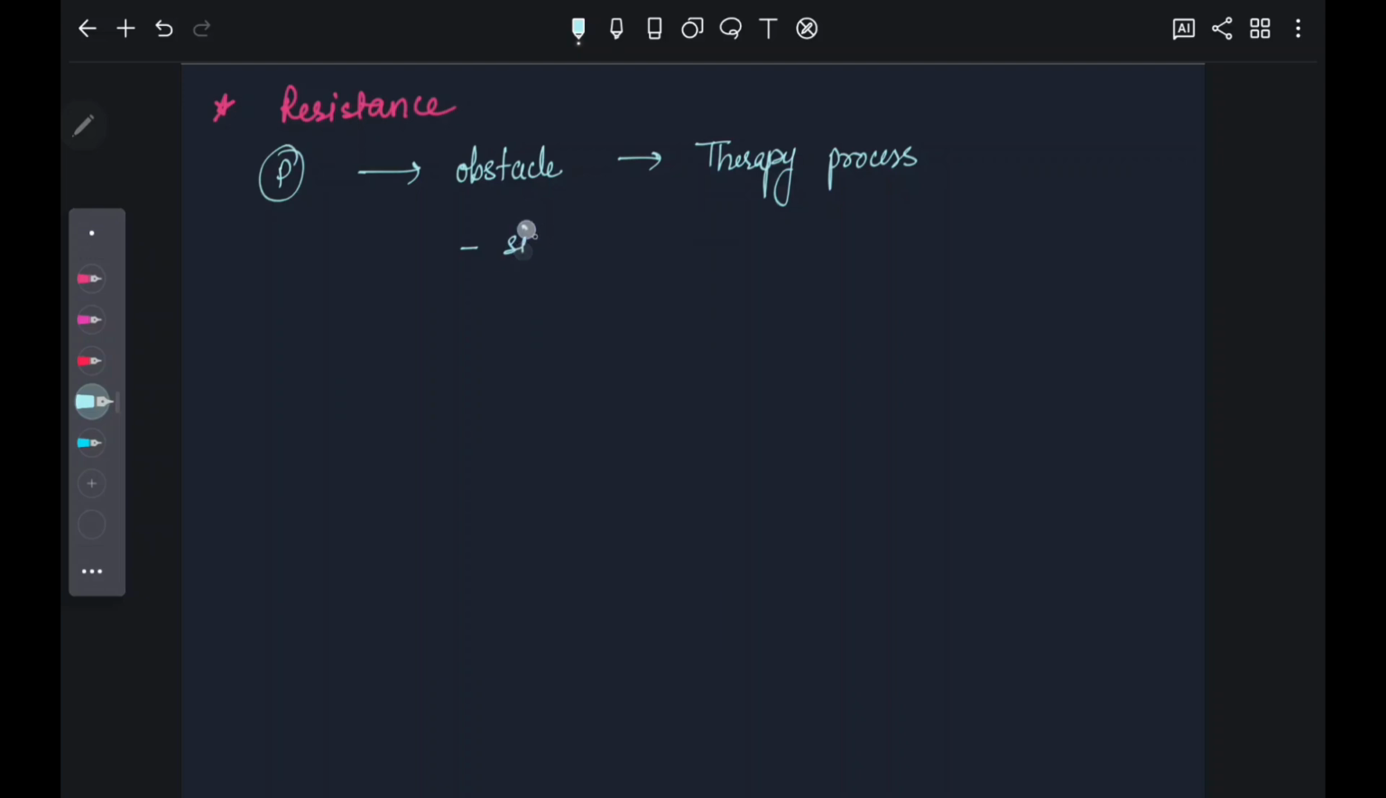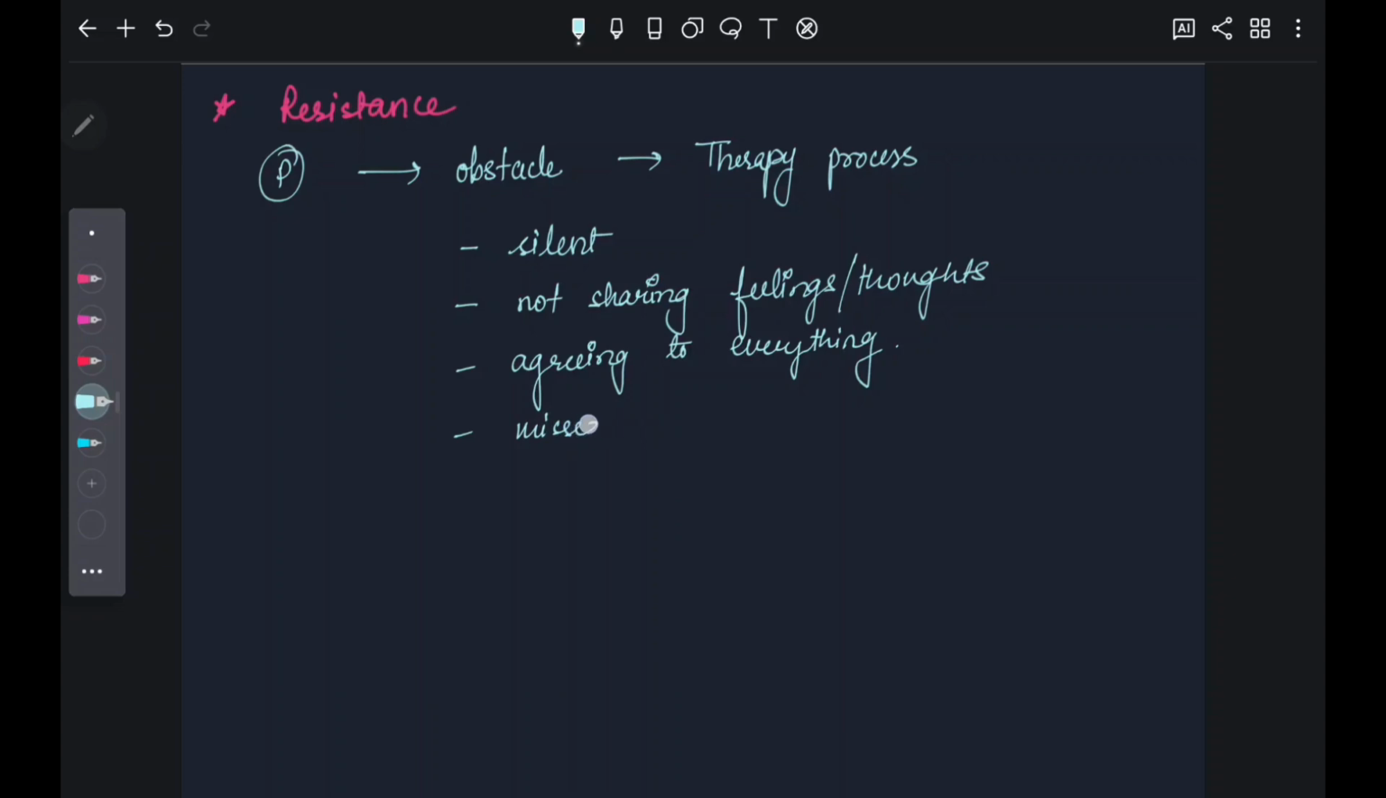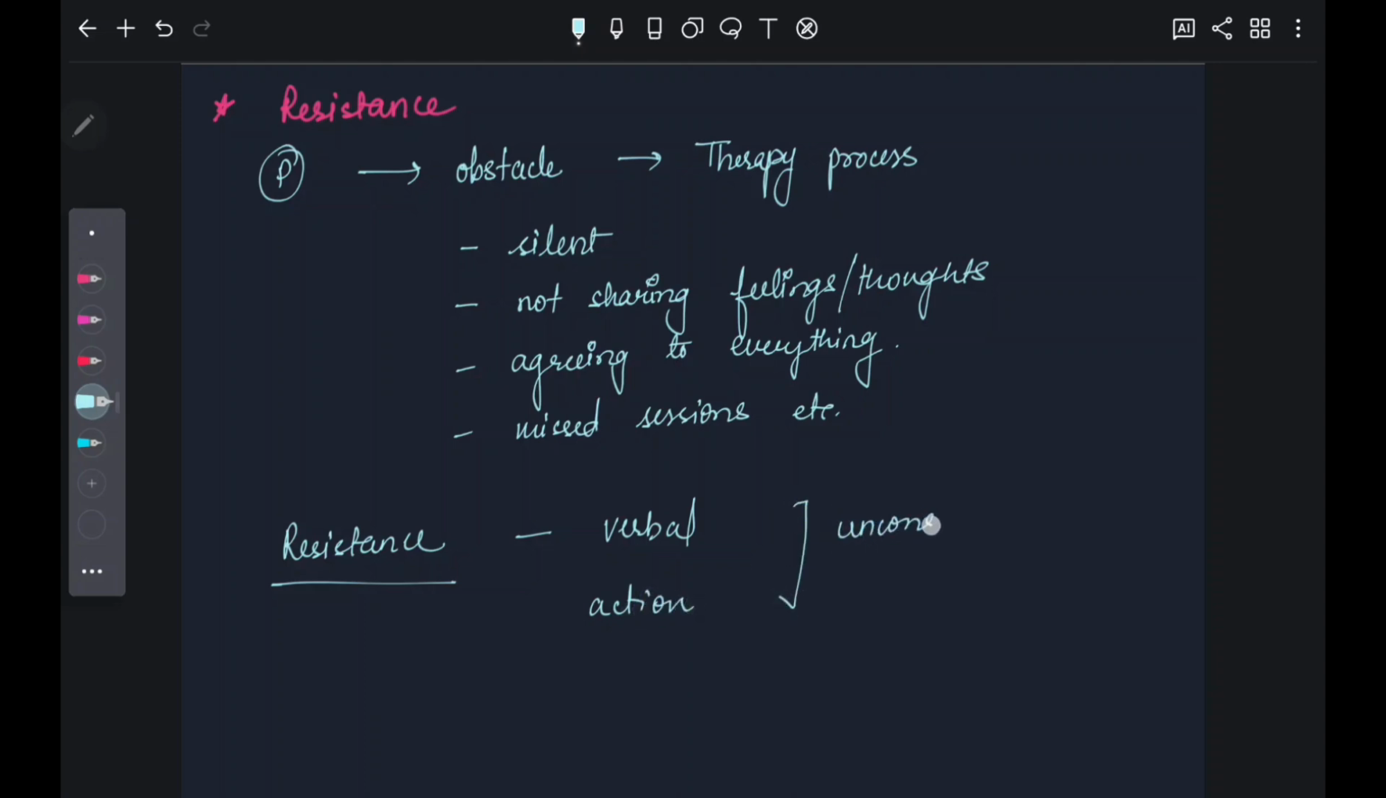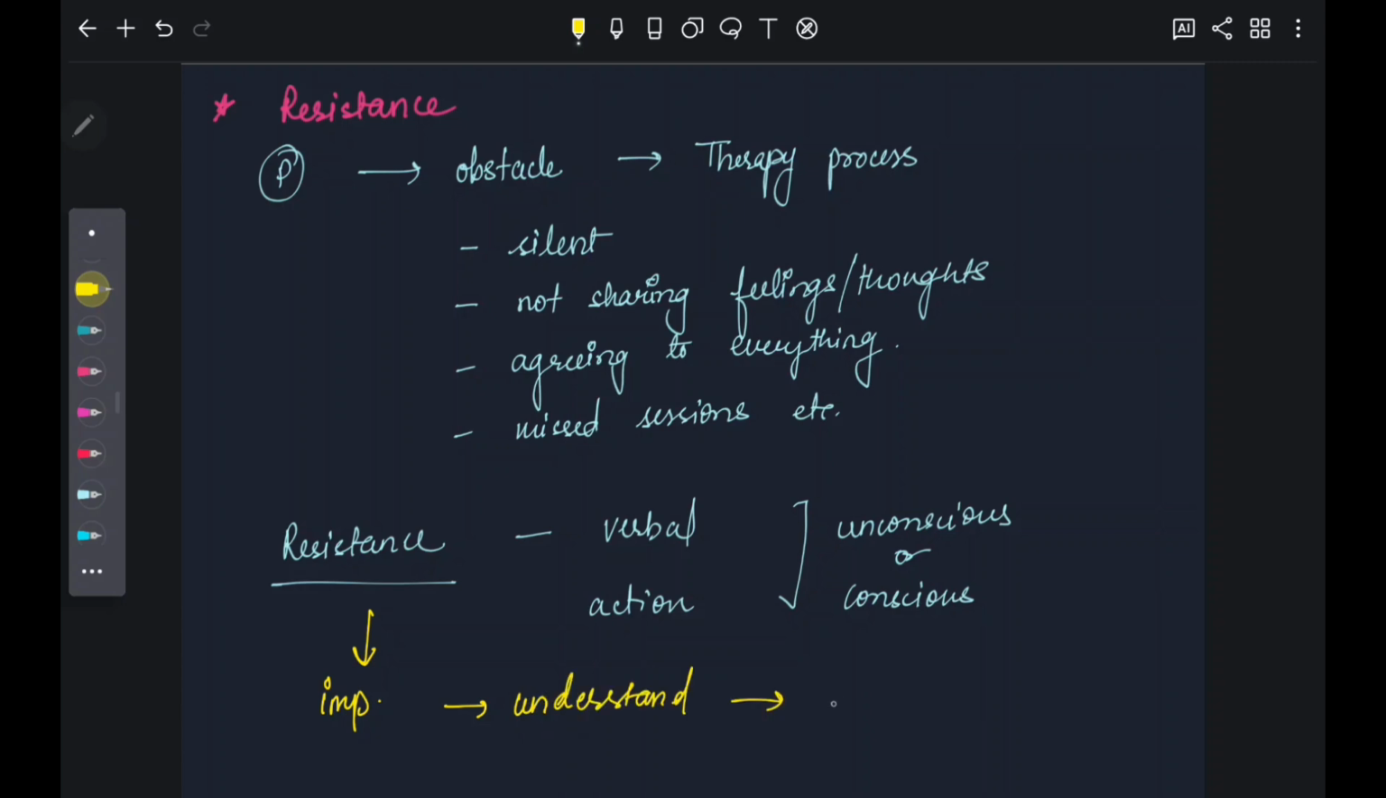Being silent in the session, not sharing something, agreeing to everything, missed sessions. So, resistance can be verbal or it can be in action, and this can be unconscious or conscious. So, this resistance is important to help you understand what is difficult for the patient to talk about or to feel.